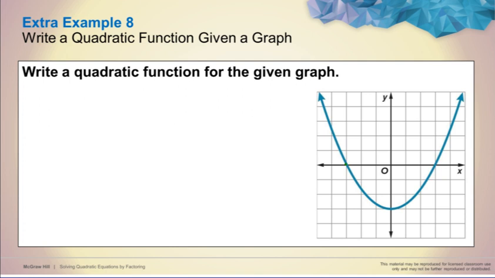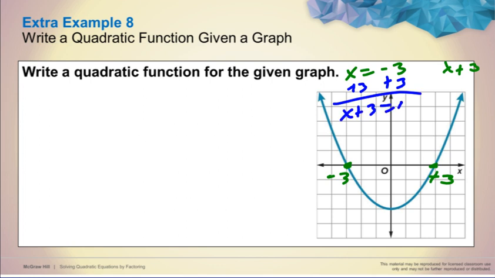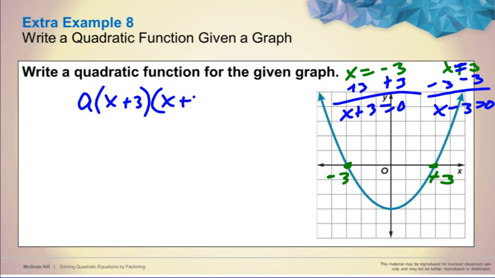Next, identify my zeros. So this is a -3 and this is a +3. So that means I have x equaling -3 and x equaling +3. So add 3 to both sides, I get x plus 3 equaling 0. Subtract 3 on both sides, and I get x minus 3 equaling 0. So I need to find a when I have x plus 3 and x minus 3.